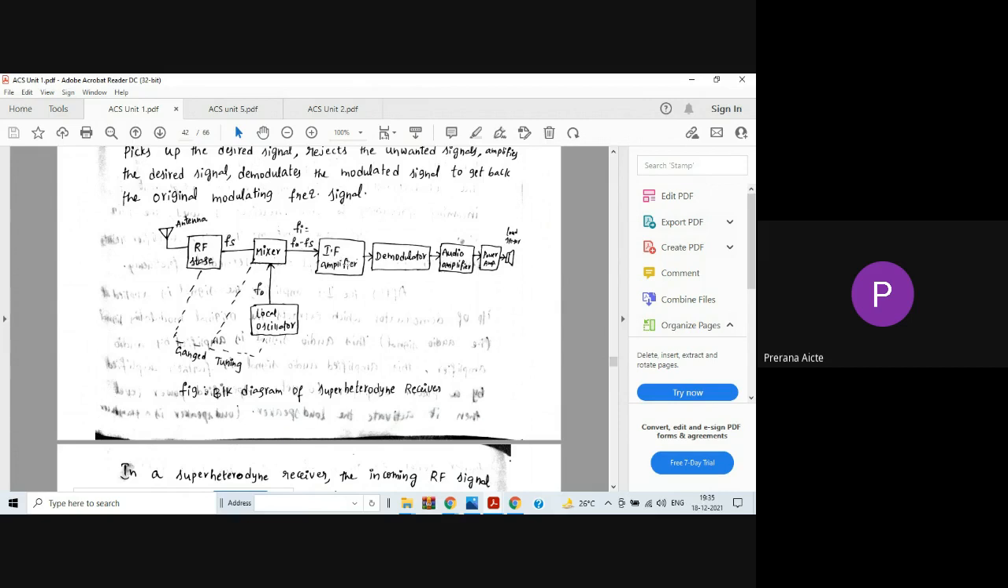The IF amplifier consists of tuned transformers to allow the selected frequency, which is applied to the demodulator. The demodulator extracts the message signal from the amplitude modulated wave. Because the signal is weak, it is applied to the audio amplifier, which raises the strength of the signal, and we get the output from the loudspeaker.